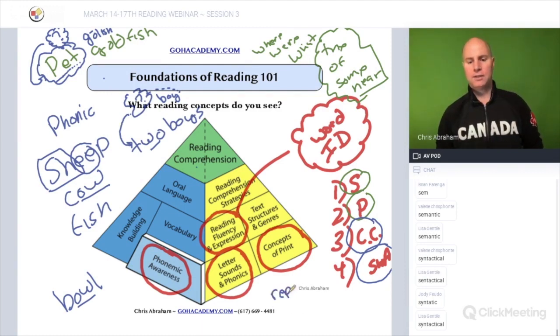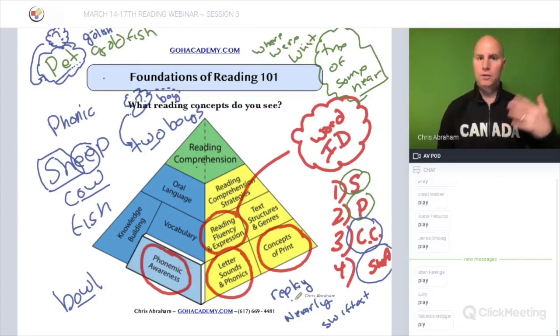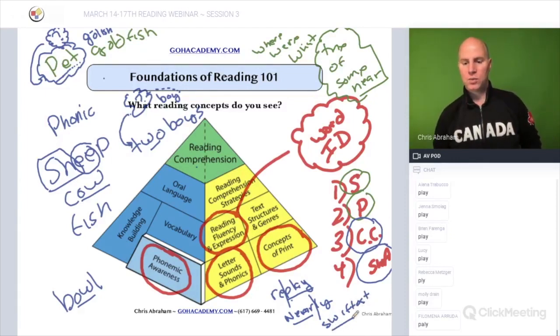We have words like, let's just write this down, replay, nearly, swiftest. Now replay, what's the base word in replay? Play. So we would be looking for a student to chunk up a multi-syllable word, possibly into its base, its stem and its prefix, or its base and its suffix. So nearly, they could break it into that. Or swiftest.